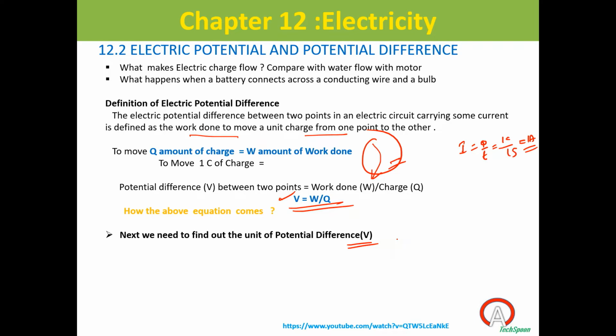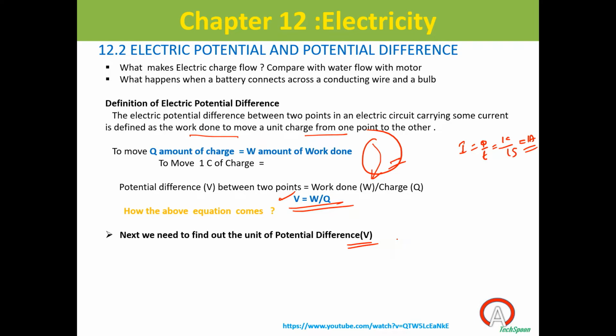Hazel, any idea? Devaganga, what is 1 ampere current? If I'm saying that the current flowing is 1 ampere, what kind of visualization are you getting? 1 coulomb charge passing in 1 second. Very good. That means at any point in that circuit, if I measure the amount of charge flowing in 1 second, it is 1 coulomb. So that is the visualization.